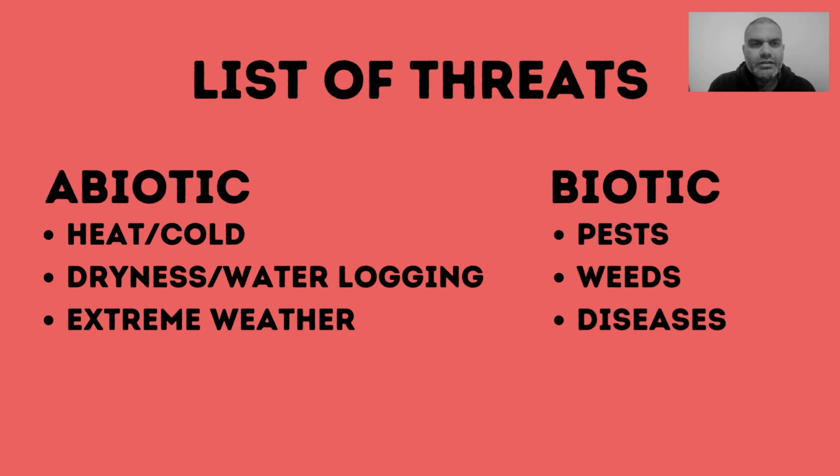Let's look at a list of these threats. So we have abiotic threats like intense heat or intense cold. We have extremely dry conditions or waterlogged conditions, when the soil gets completely filled with water, or we have extreme weather events like hail that we are familiar with in Himachal Pradesh. When we talk of biotic factors, there are pests, there are weeds, and there are diseases. All of these will be dealt with in detail.